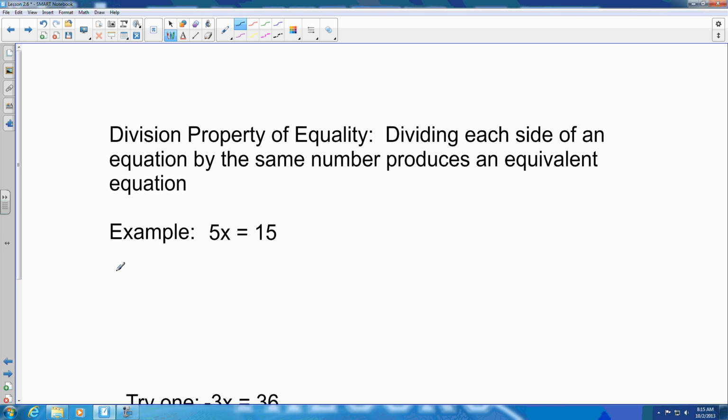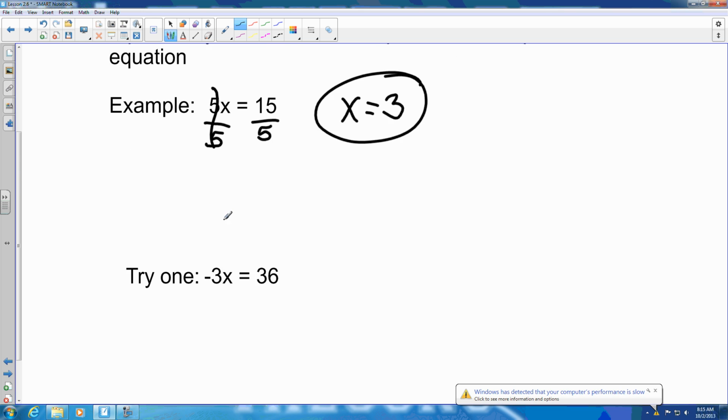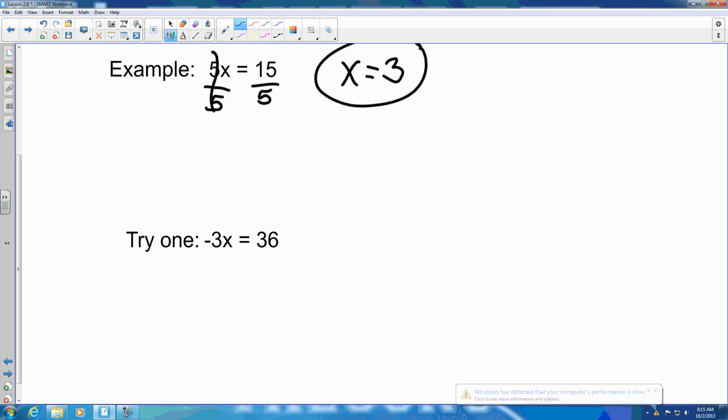This operation we just showed you was an example of the division property of equality. Dividing each side of an equation by the same number produces an equivalent equation. So again, it's just being able to divide both sides by that same number, by that coefficient. Same thing goes for this example. If I want my variable on one side of the equal sign by itself, I must divide by the coefficient, which is negative 3.